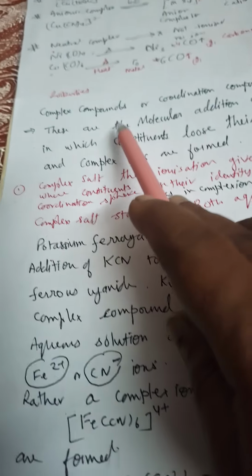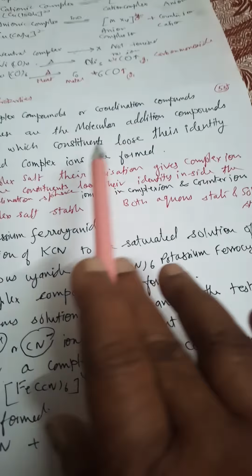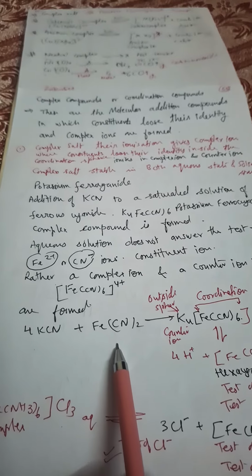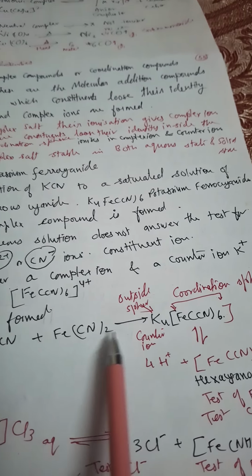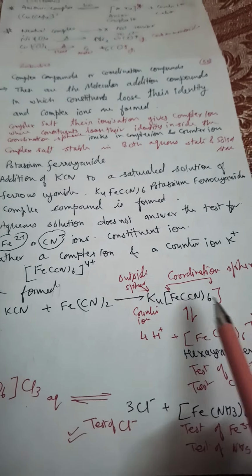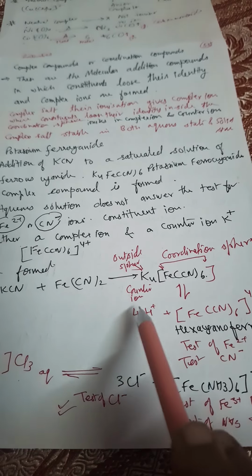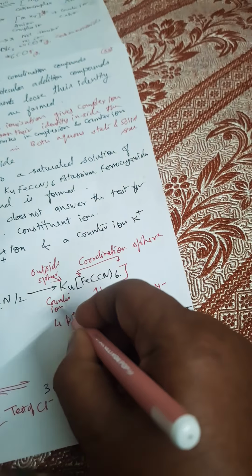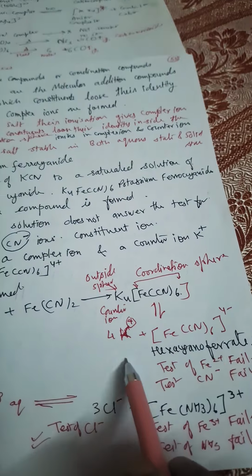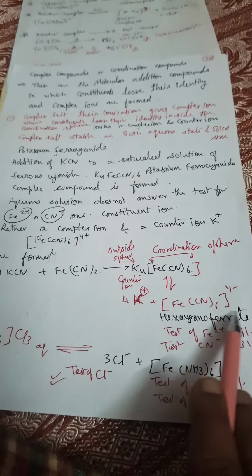And what are complex salts? Complex compound or coordination compound, they are the molecular addition compounds in which constituents lose their identity. For example, see here KCN and FeCN2, when they are intermixed with each other, they combine together and form K4 FeCN6, and after ionization in water they will give counter ion 4 times K. This is K positive, potassium ion. So after ionization it will give you complex ion and counter ion, and we see here this is hexacyanoferrate.